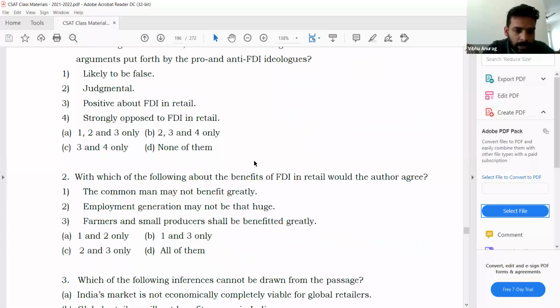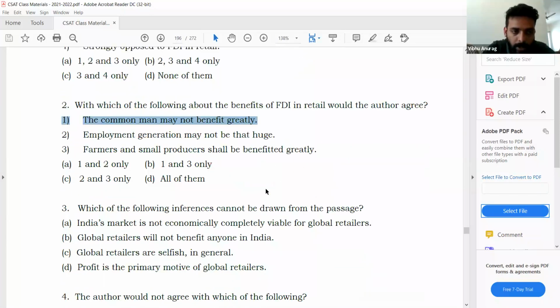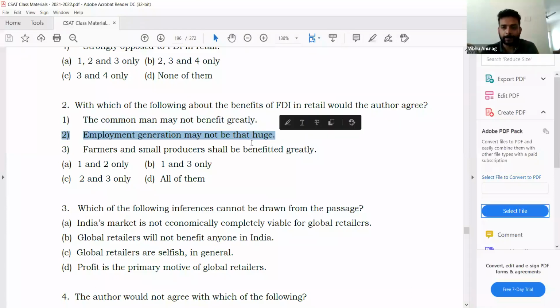Okay. Second question. Which of the following about the benefits of FDI in retail would the author agree with? Number 1, common man may not benefit greatly. Will the author agree or disagree? He will agree. Second, employment generation may not be that huge. This is also agree, because he doesn't believe it will be very huge.